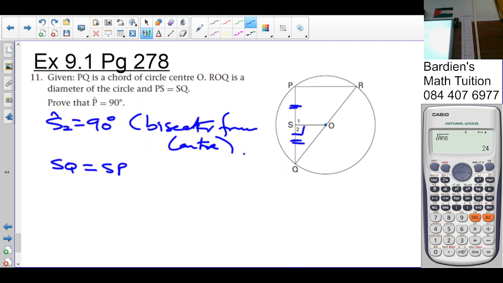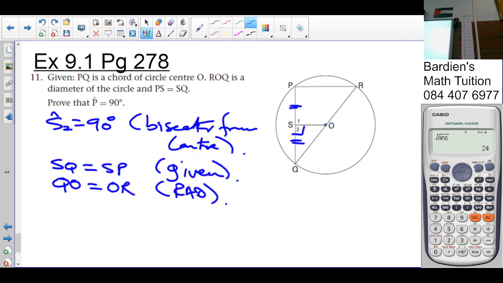Where do we get that from? It is given to us. Right. Then we spoke about QO and OR being equal. Why? Radii. Not so? That is equal. So is that not the midpoints connected? Yes. So therefore, SO is parallel to PR. Why? Midpoint here.